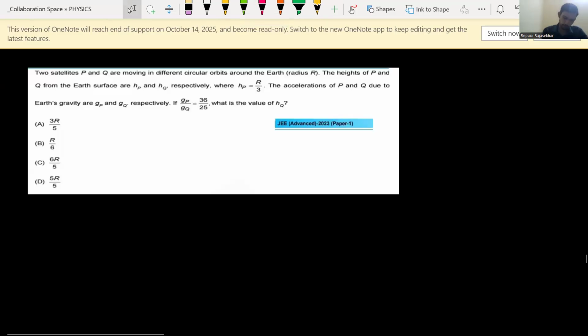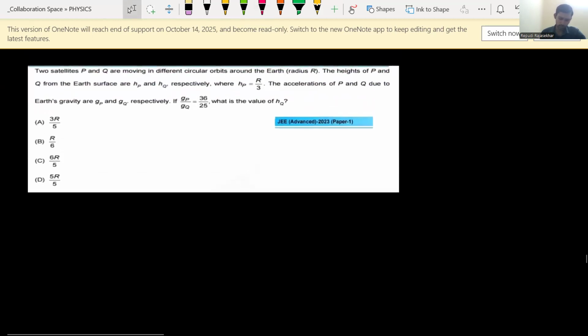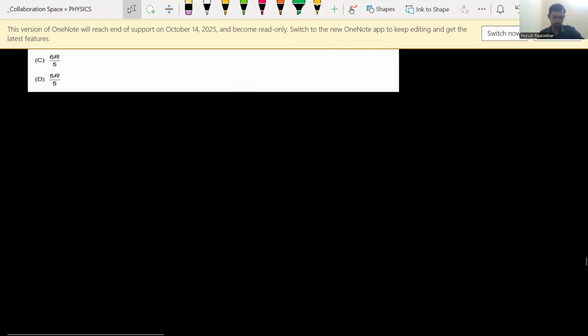Right. Two satellites P and Q are moving in different circular orbits around the Earth. The heights of P and Q from the Earth's surface are HP and HQ, where the HP value is R by 3. Okay, the ratio of accelerations due to gravity is also given. What is the height HQ? They are asking. Okay, let us see. They are revolving around Earth.